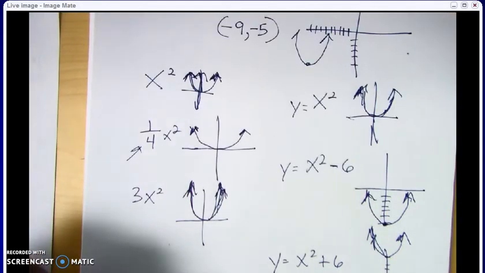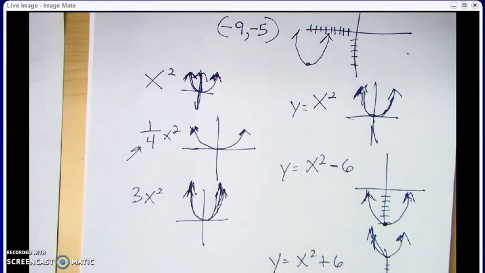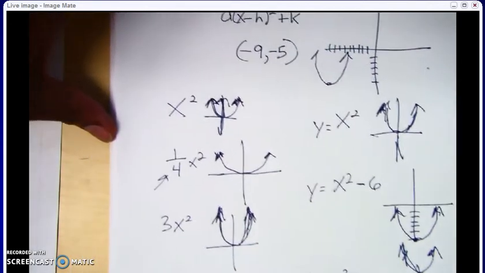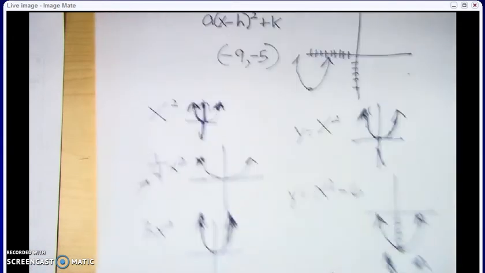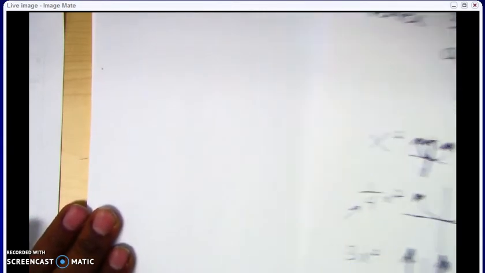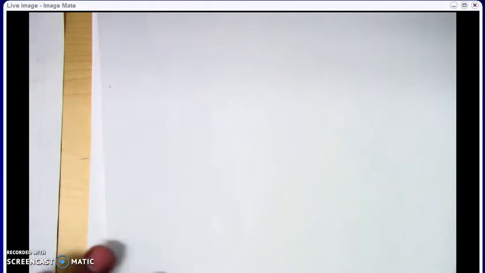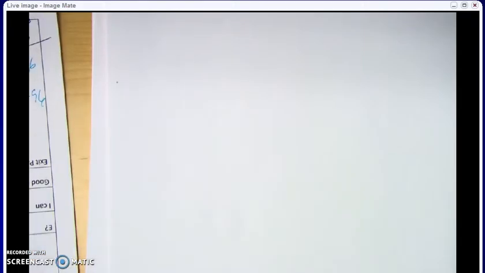All right, so let's see what else we're talking about. And also just remember on these things, if it's a positive x squared, it's going to be turned upward. And if it's a negative x squared, it's going to be turned down. All right. What else might you encounter?